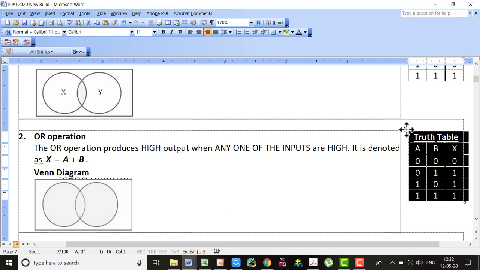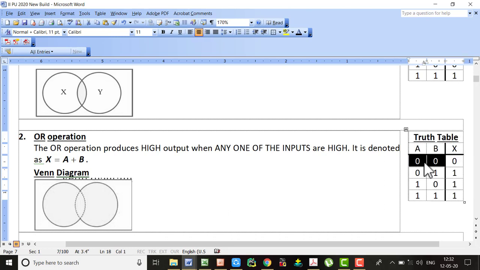You can see that the inputs are 0 and 0, that means 0 plus 0, the output is 0. Next stage of inputs 0 and 1, the output is 1. Next possible combination 1 and 0, 1 plus 0, the answer is 1. Next, it is interesting to see 1 plus 1 is equal to 1.